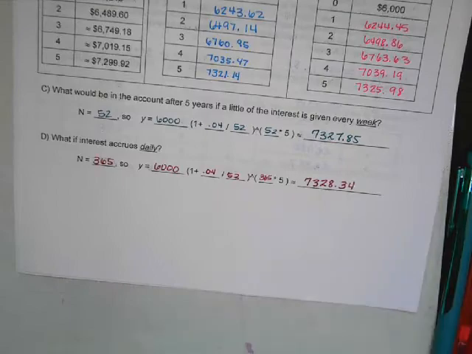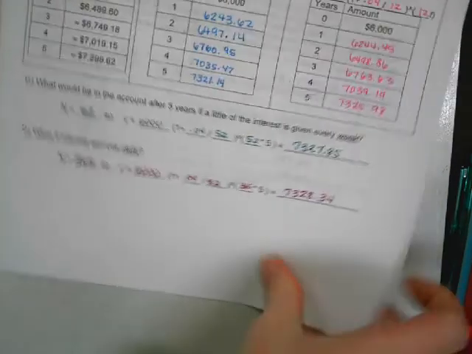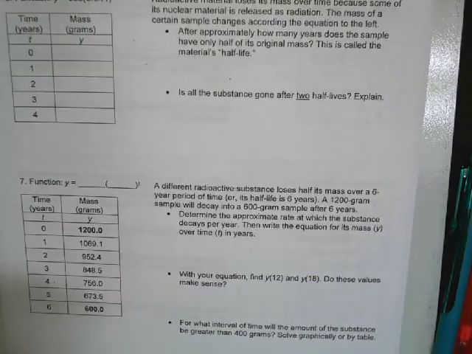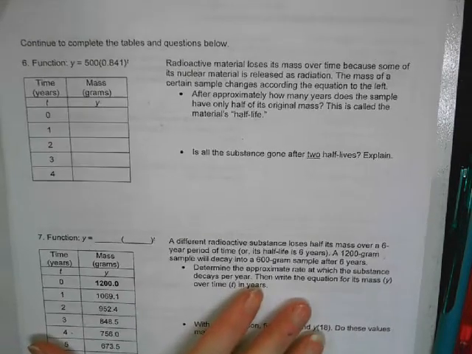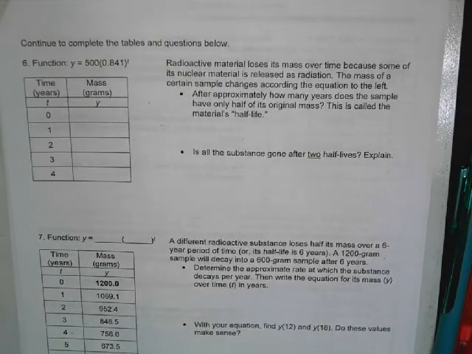Next page is decay problems. So this first example is radioactive material. It loses mass over time because some of its nuclear mass is released as radiation. The mass of a certain sample changes according to the equation at the left. After approximately how many years will the sample have only half of its original mass? We call that a half-life. So we're going to plug this into y equals.